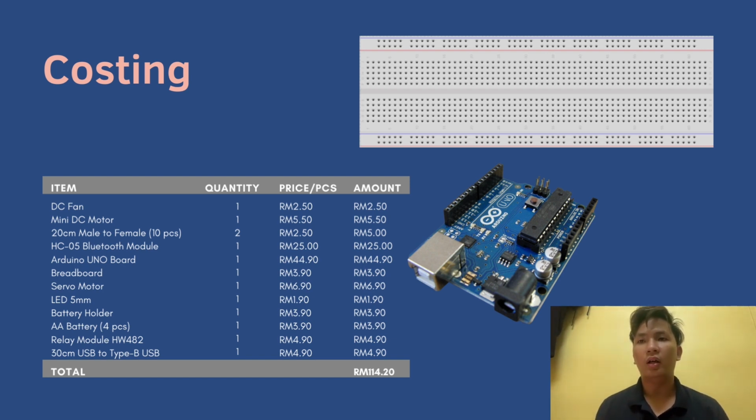And then the important parts are the breadboard, the wire, and of course the battery. We also have a relay module and a Bluetooth module, since we use our own app to transfer from mobile to the Arduino board itself.